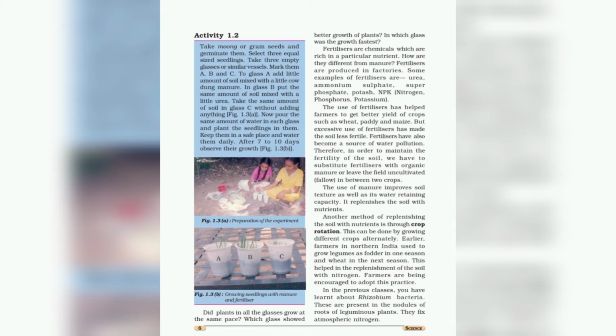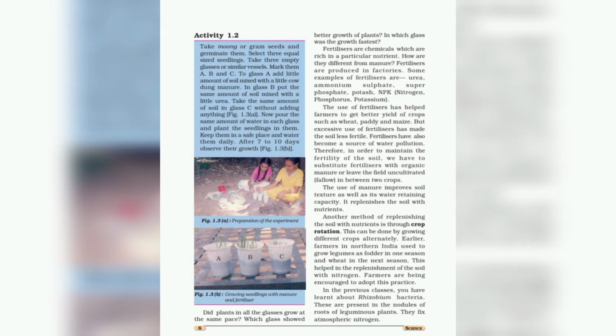So one activity is given to students. By this activity, we will conclude how manure and fertilizer are useful for plants. For this activity, we need some gram seeds or moong seeds, 3 glasses, and soil, then compost that is manure, and fertilizer such as urea, and water. So what do we have to do? We have to take some gram seeds, germinate them, and then let them grow into seedlings.